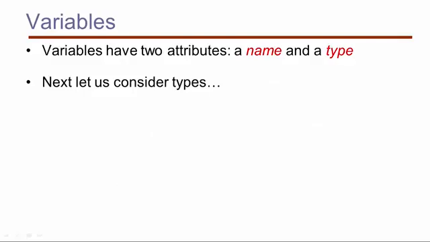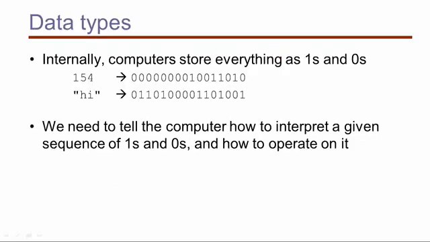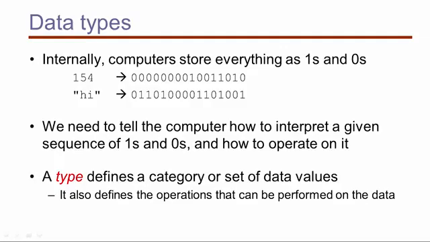So again, a variable has a name and a type. Now that we know about names, let's move on to types. Recall that everything in a computer is represented by a sequence of ones and zeros, and thus we need to tell the computer how to interpret a given sequence of ones and zeros so that it knows that this sequence represents a number while this other sequence represents a word. So a type defines how to interpret a sequence of ones and zeros as data, and also defines what operations are valid for that data value.